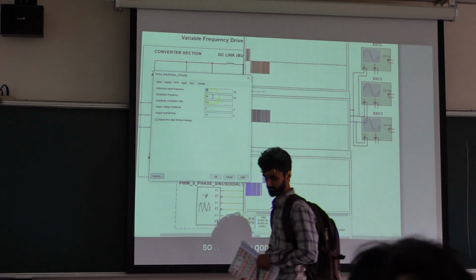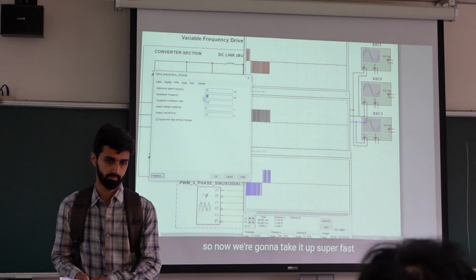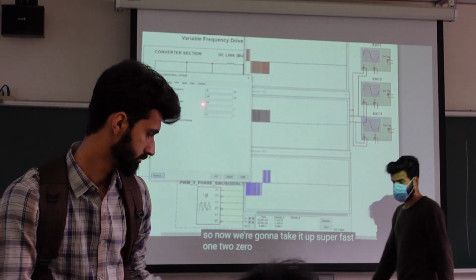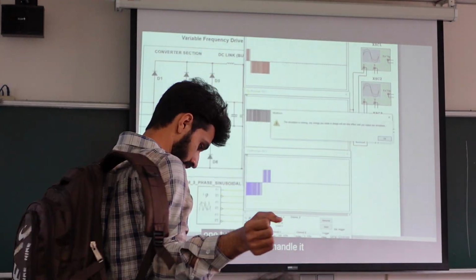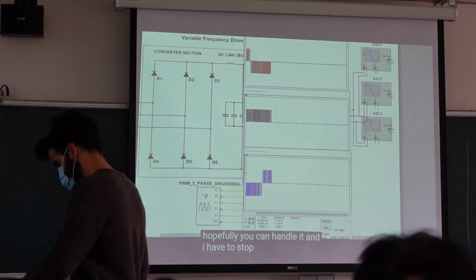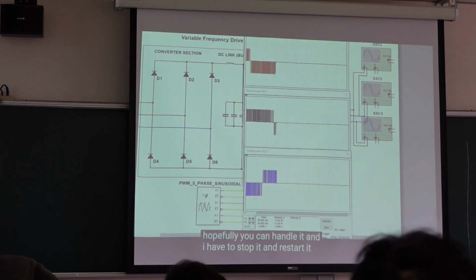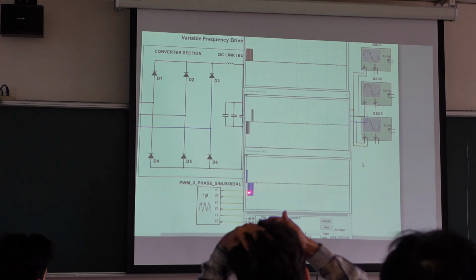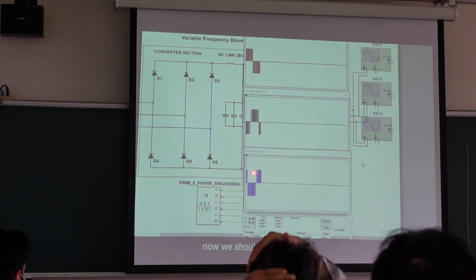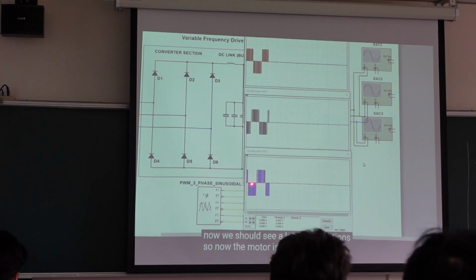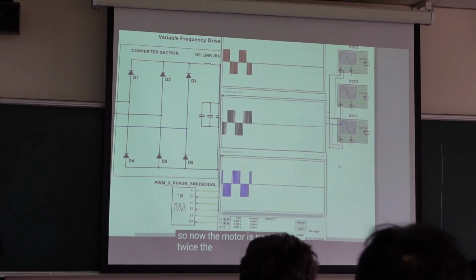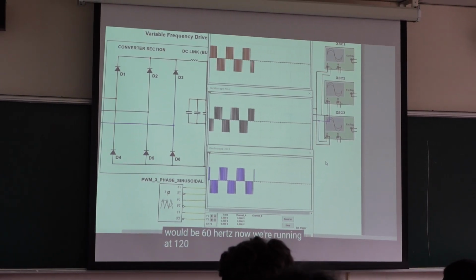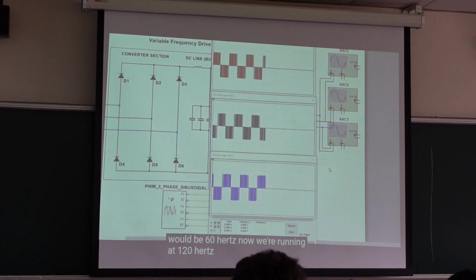So now we're gonna take it up super fast, to 120 hertz. Hopefully it can handle it. I have to stop it and restart it. So you can see now we should see a lot of alternations. Now the motor is running at a shorter period, because the frequency basically became twice. It was 60 hertz, now we're running at 120 hertz.